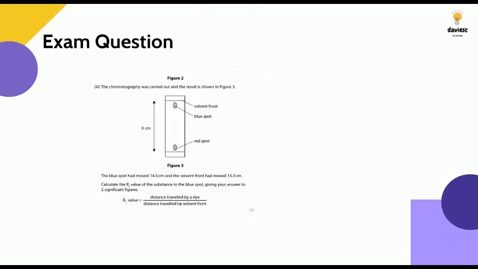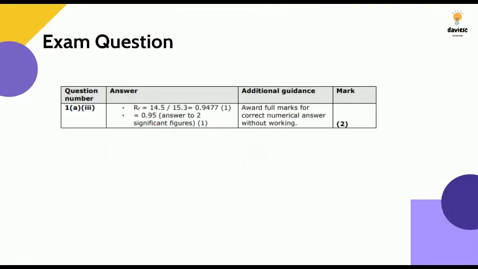The Rf value again is coming up in a question, and we need to calculate it using a ruler, measuring the distance between the baseline and the top solvent front. So the answer would be 14.5 divided by 15.3, which is 0.95, if you want to go back and pause it and calculate this for yourself.